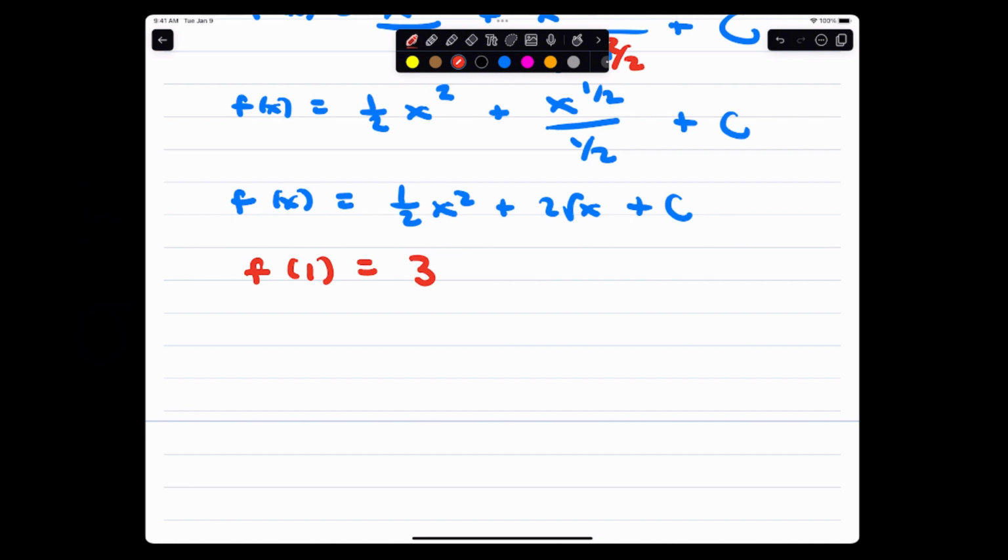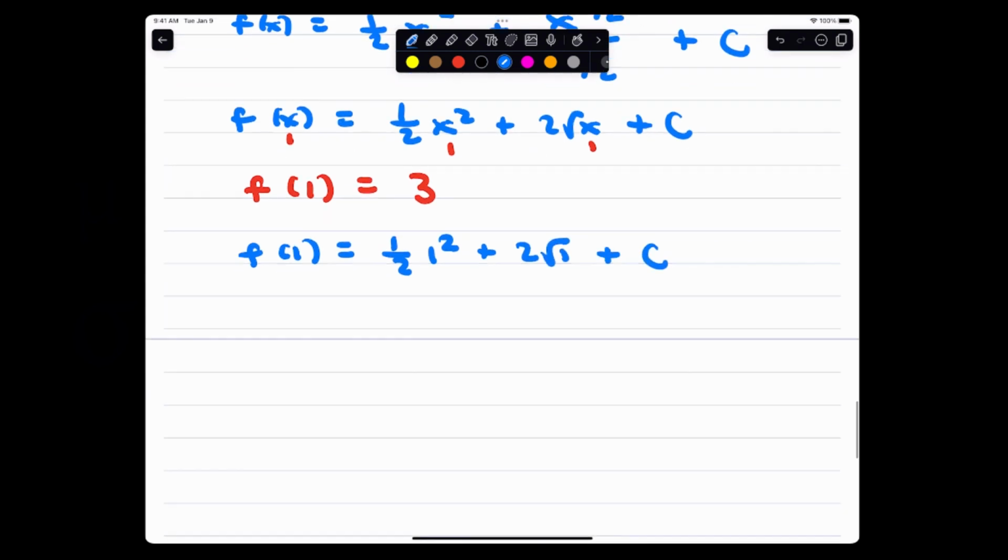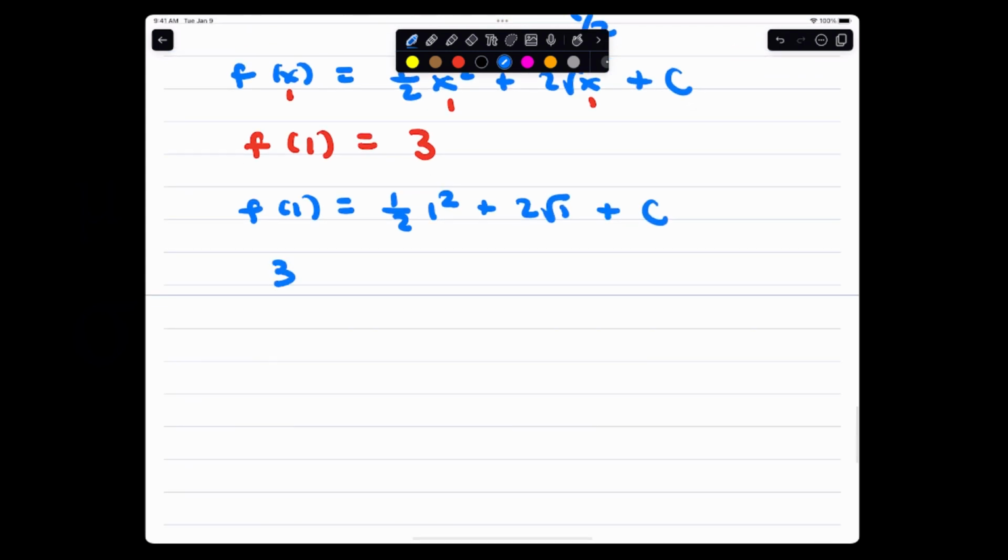Anyway, let's apply the condition. Put 1 for x. And what do you get? This will be f of 1, which is 3, equals 1/2 times 1 squared plus 2 times the square root of 1 plus c. So 3 is 1/2 plus 2 plus c. Are you okay with that? So solve for c. That's what that condition gives you.